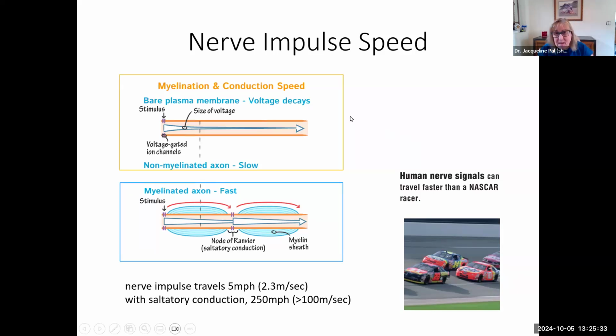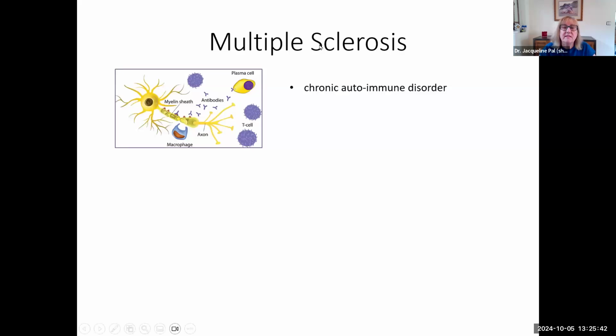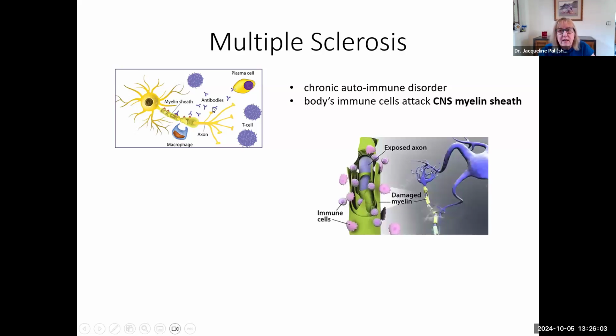Okay, so what happens when this goes wrong? Well, an example of that would be multiple sclerosis. Multiple sclerosis is a chronic autoimmune disorder. So what does this mean? Autoimmune disorder means it's an immune disorder, so your body is going to be making antibodies which are going to be attacking yourself. In this case, it's going to be attacking the myelin sheath, specifically in the central nervous system, not the peripheral nervous system.